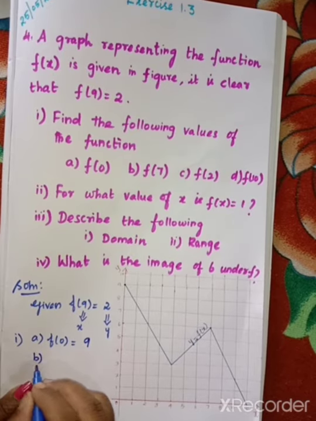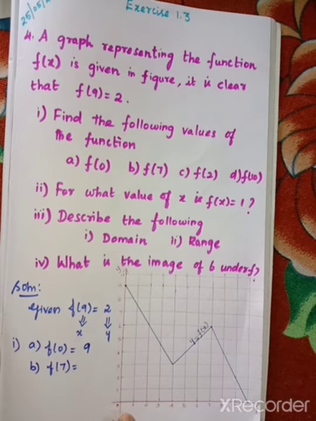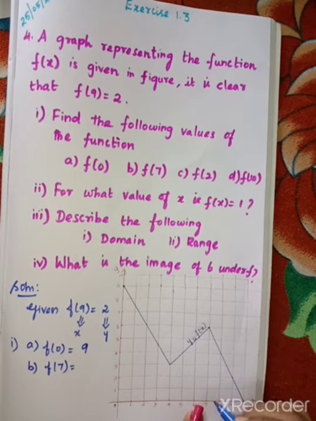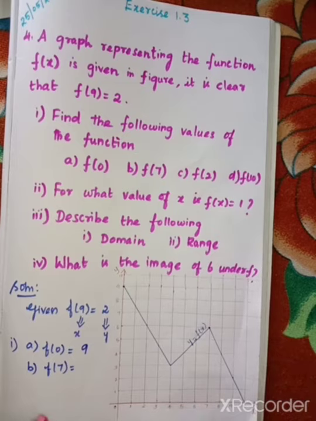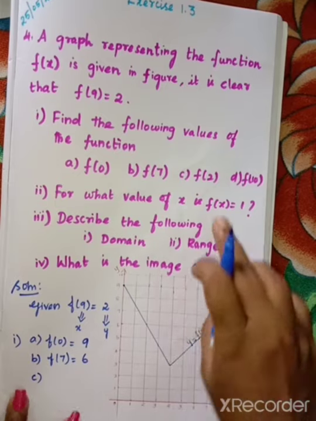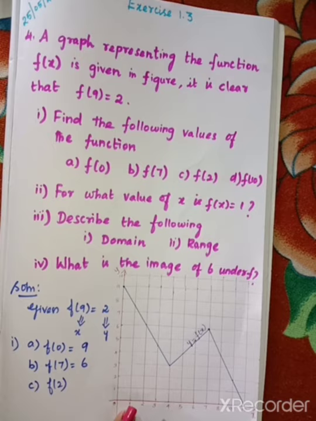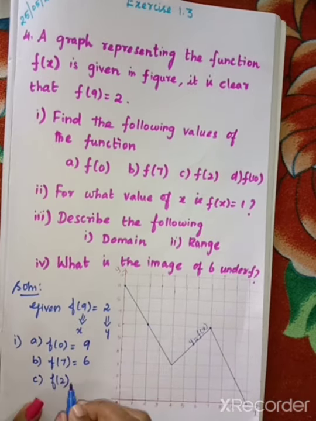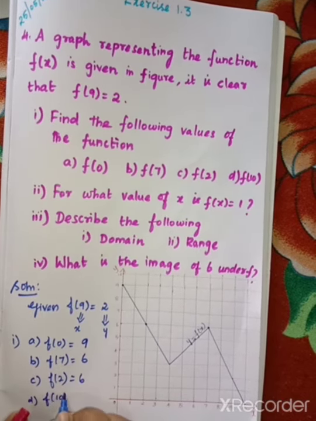Likewise, b, f of 7. So here see where is the 7? 1, 2, 3, 4, 5, 6, 7 is here. So at 7, the pointed value is 6. So f of 7 equals 6. Then c, f of 2. So 2 is here. So 2 is mapped to which image? That is 6. Then d, f of 10.